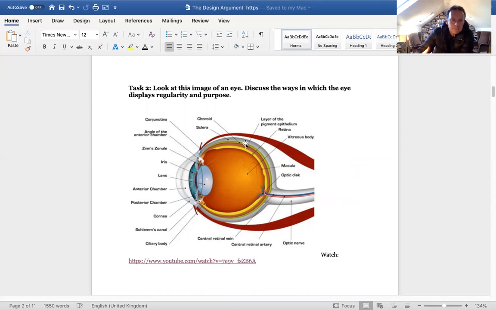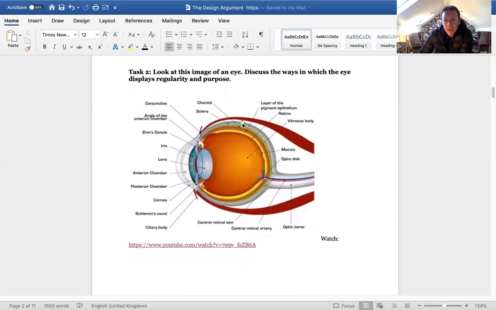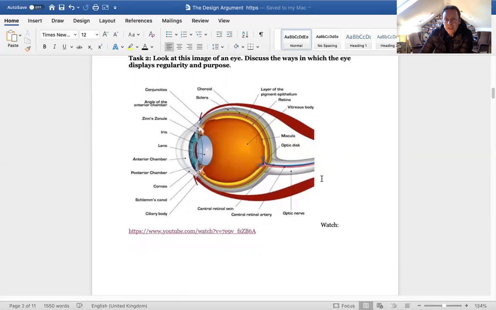So it's a mechanism. And for Paley, this was supremely designed like a modern camera, with immense sophistication, lots of component parts working together with regularity and order. So how might that display purpose? Everything is for a particular end in order that information may be sent down the optic nerve to the brain to interpret.